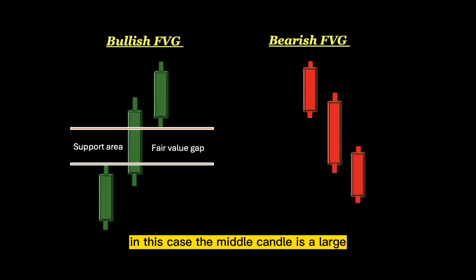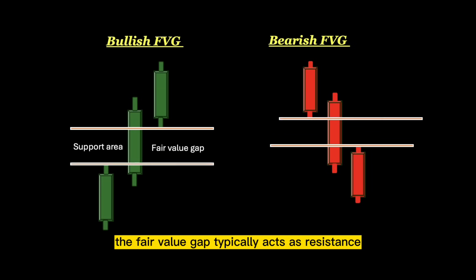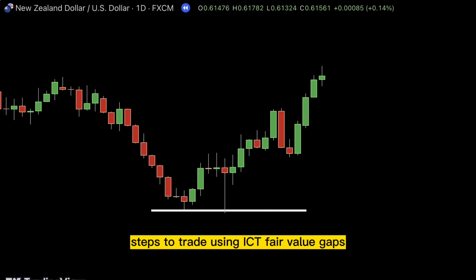In this case, the middle candle is a large bearish candle with a wide body, and a gap forms between the low of the first candle and the high of the third candle. In a bearish trend, the fair value gap typically acts as resistance, with price often retracing to fill the gap before continuing downward. Steps to trade using ICT fair value gaps.